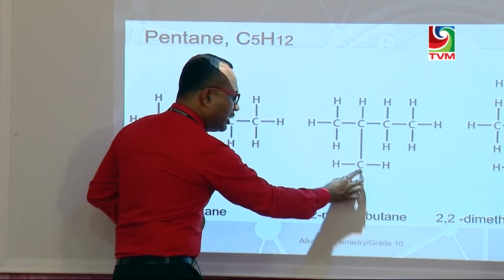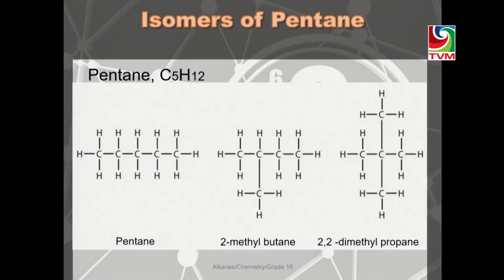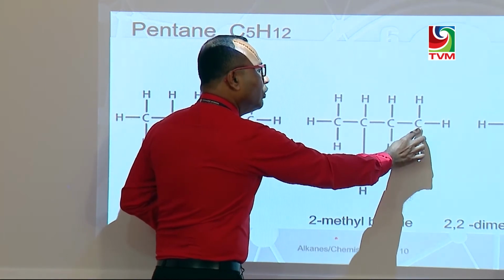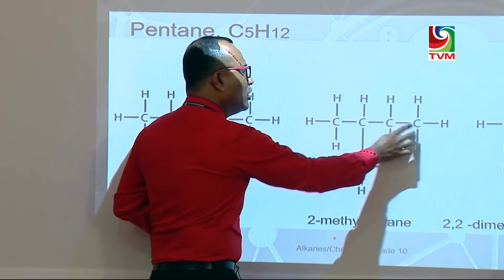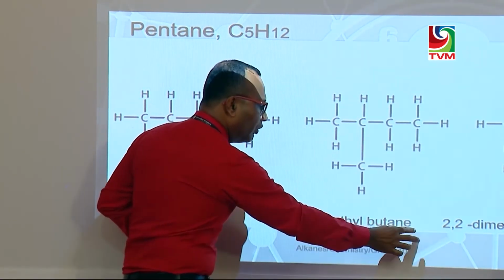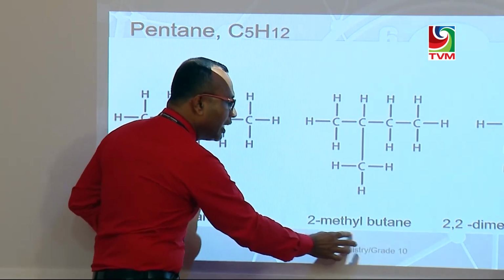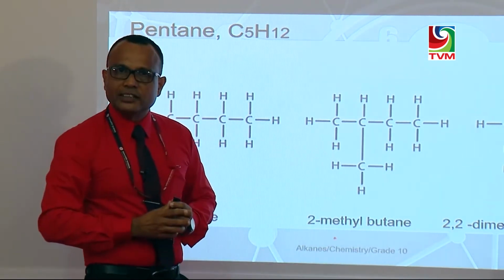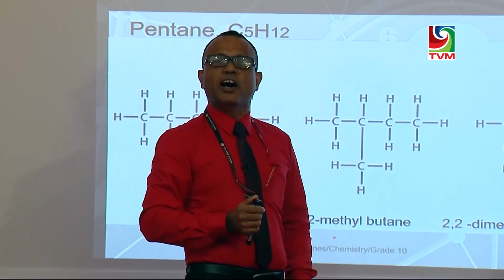Then we need to write 2-methyl. The branch name is methyl. It is locating on carbon number 2, and total number of carbon in the longest carbon chain is 4. 1, 2, 3, 4, we call butane. 2-methyl butane. Not only that, we can make one more isomer.